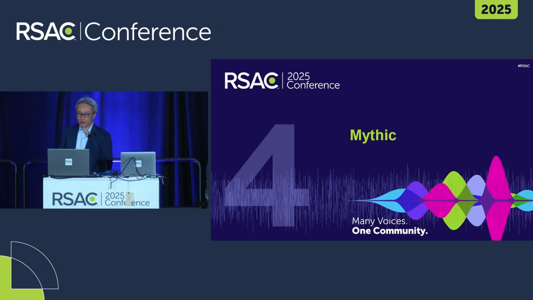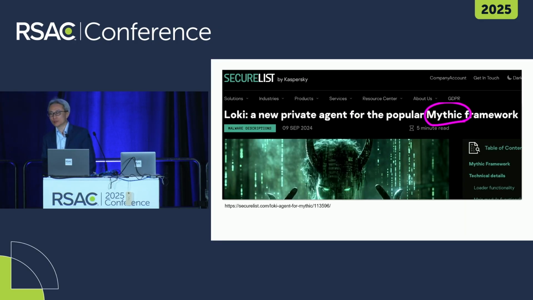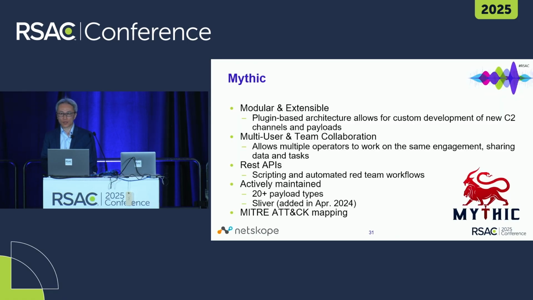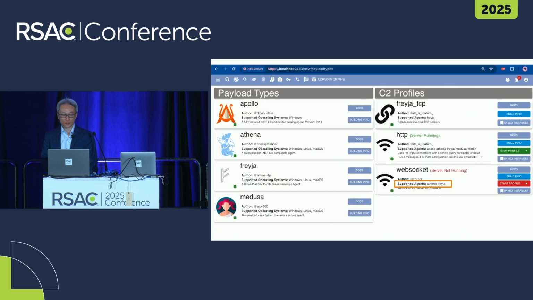Number 4, Mythic. Mythic is actually a framework like Metasploit. It supports a lot of features, such as a lot of modules. Let's take a look at the web GUI. On the left-hand side, we can see that we installed a few payloads, such as Apollo, Medusa, Athena. Each payload is a different C2 implementation.